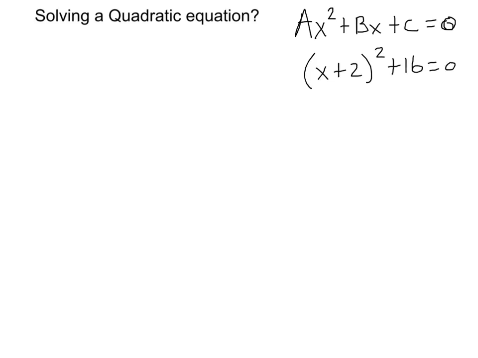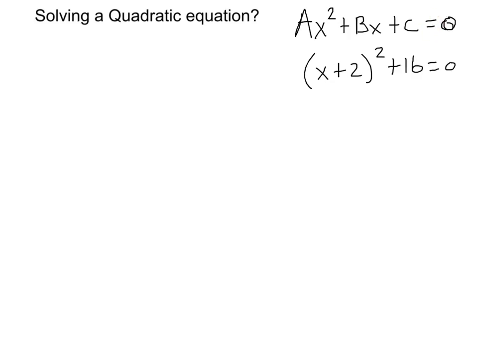So quadratic equation just means that it's a second degree polynomial. In other words, the highest degree is squared, and it's an equation. For something to be an equation, it has to have an equal sign. Okay, so the highest degree here is squared, and it has an equal sign.